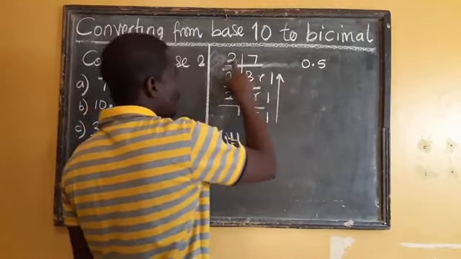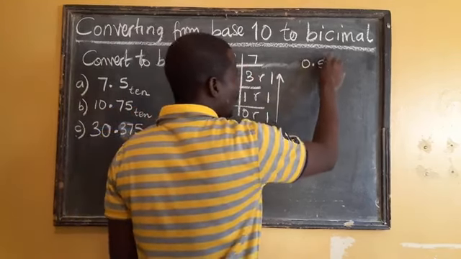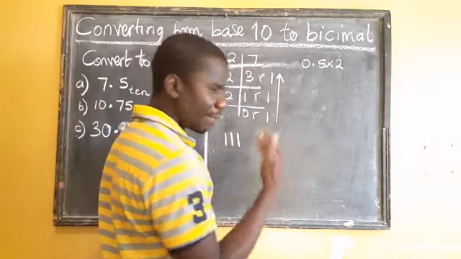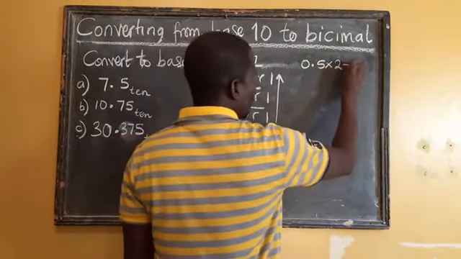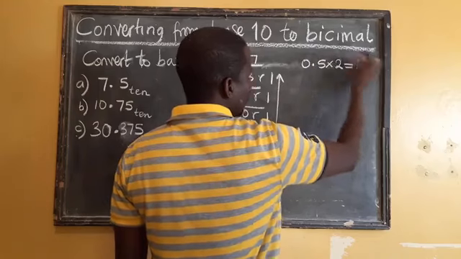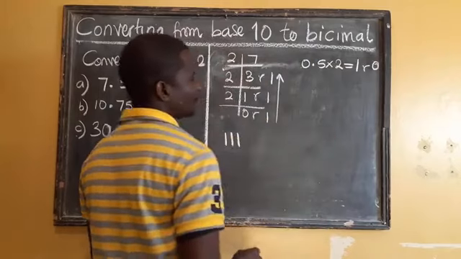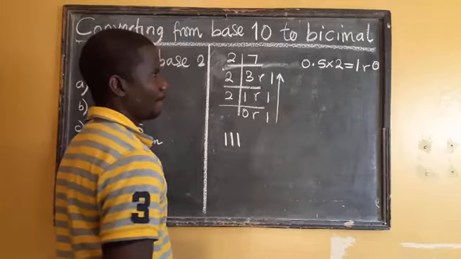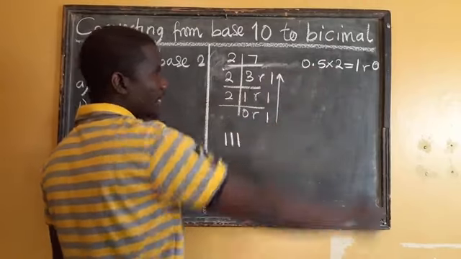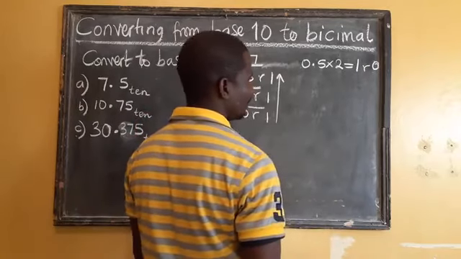So here we were dividing by 2. Now, the other side here, we shall be multiplying by 2. When you multiply this number by 2, what do you get? You get 1, remainder 0. That's what we get, isn't it? When you multiply 0.5 by 2, you get 1, remainder 0. So this is what is going to be your answer here.